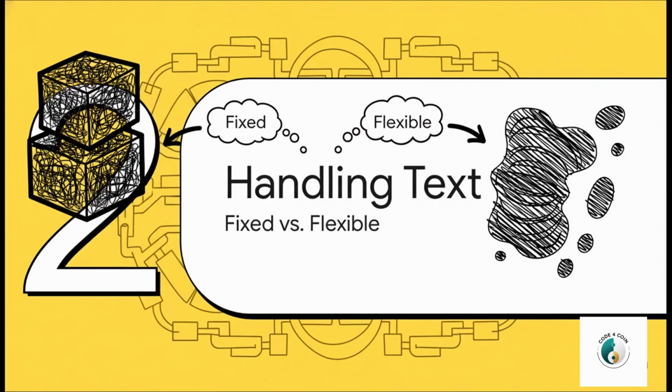All right, we've tackled numbers. Our next big architectural decision is how to handle text. And the choice here really comes down to this. Are we going to set aside a fixed amount of space for our text, or do we want something more flexible that just grows as needed?